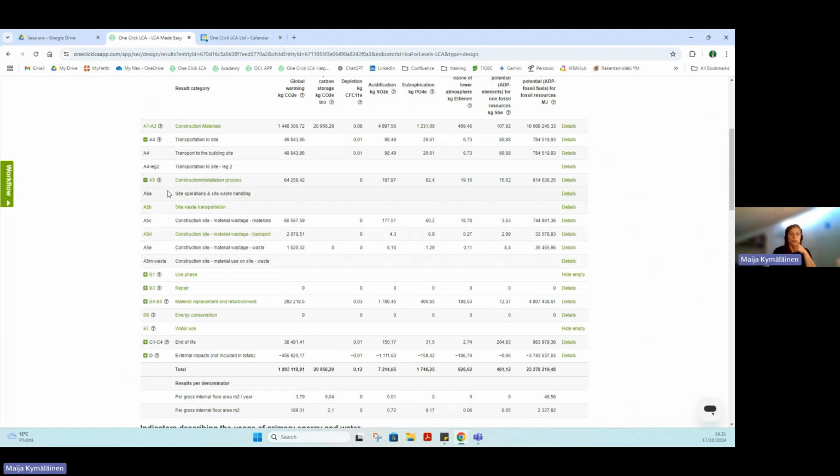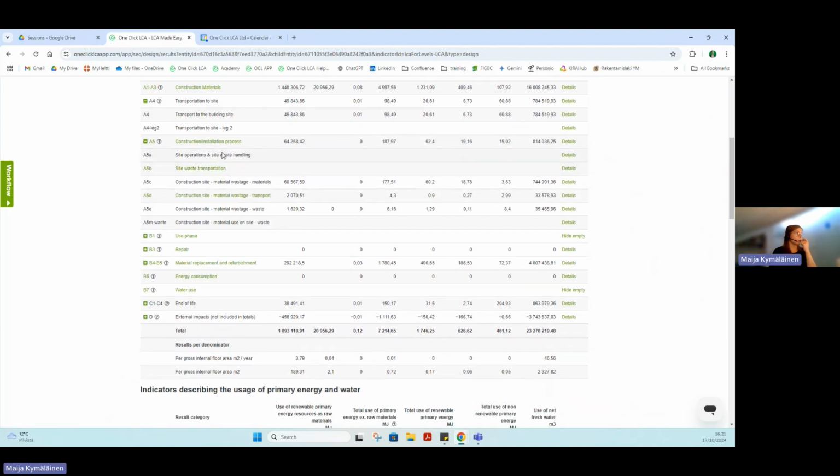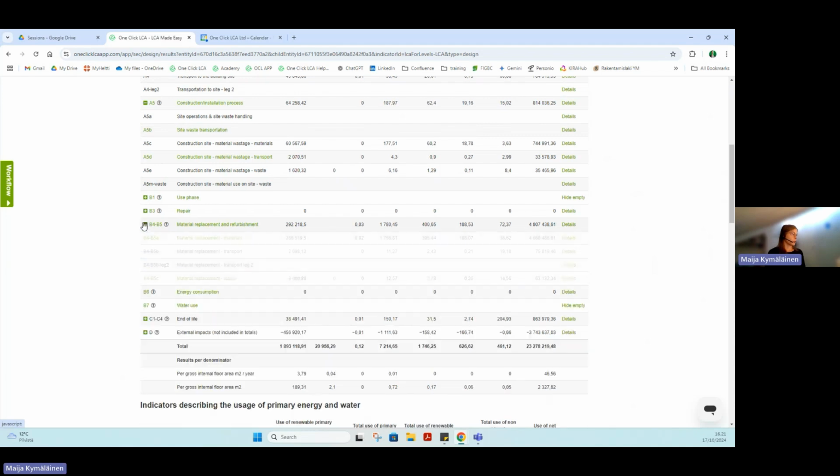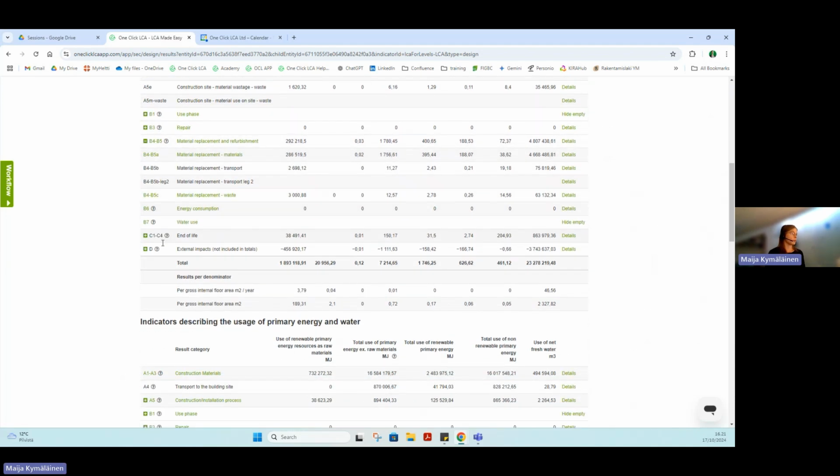Here at A5, construction site activities, we have site operations and waste handling, waste transportation, and all of these different things are separated. Sometimes these do not fill in; it depends a bit on the data point. If there are very generic materials, you might not have these. For example, the site waste transportation depends on the inputs that you put. If you know the construction site activities, then these would be filled in as well. And these material wastages are based on the default waste factors that we have in the data points. So here you can also choose which one to check out.